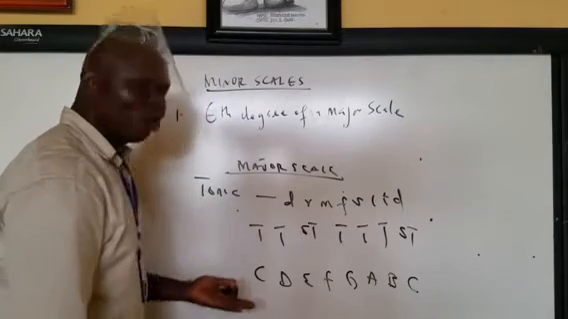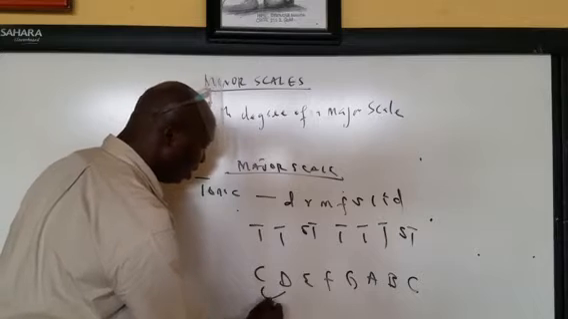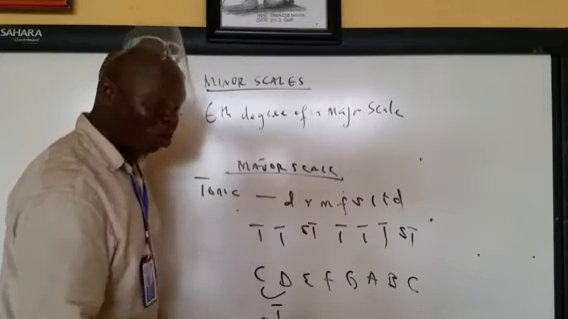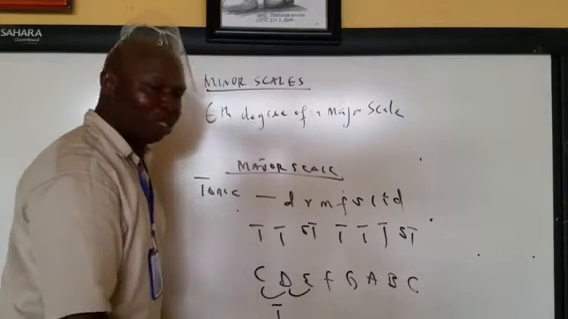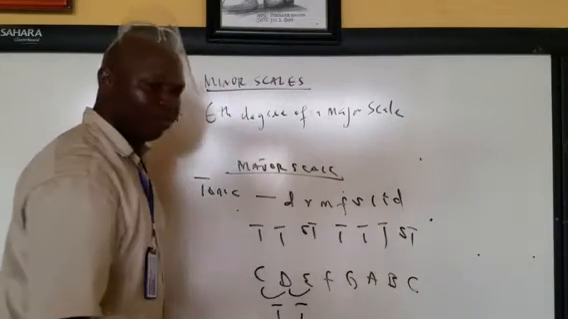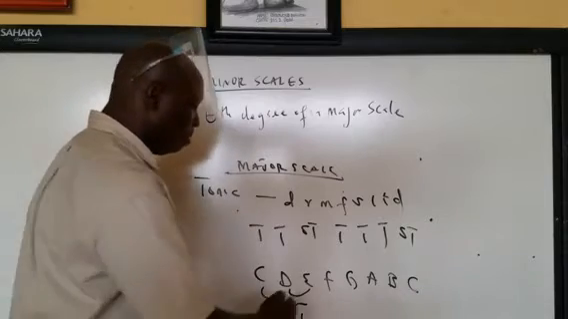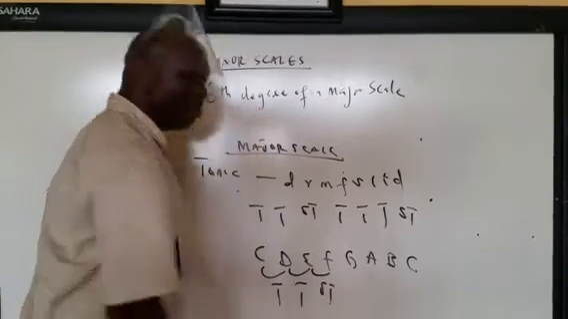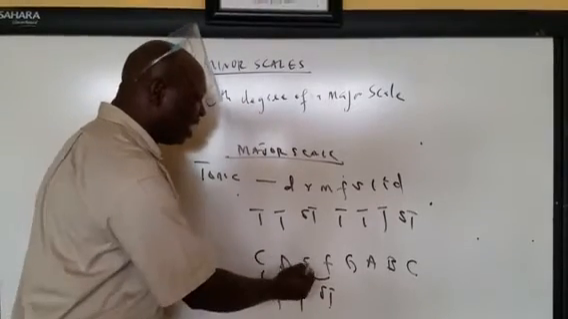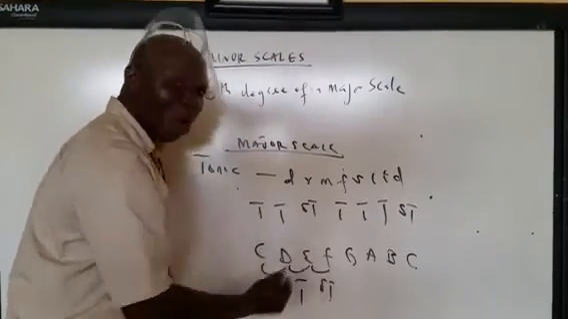And how do we get our tone? C to D is a tone. The keyboard will help you with that. From D to E on the keyboard is also a tone. I hope you're looking at the keyboard. From E to F on the keyboard is a semitone. There is no black key in between E and F on the keyboard.